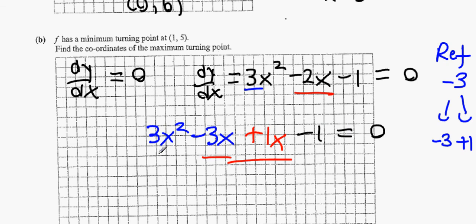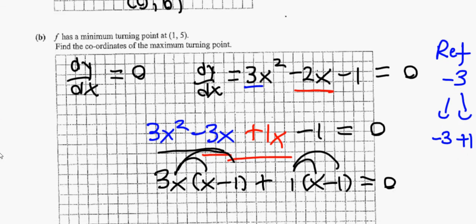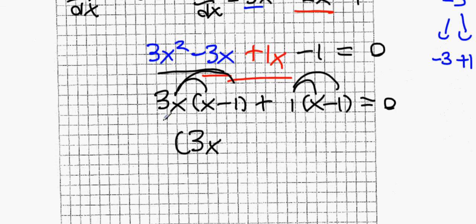Minus 1 equals 0. Factorize the first two, so what you get is 3x into x minus 1. Remember, both brackets have to be the same. What number comes outside here to multiply? What multiplies x to turn into 1x is the answer, 1. So 1 multiplies by x to give you 1x, and 1 multiplies by minus 1 to give you minus 1. Likewise, 3x multiplies by x to give you 3x squared, and 3x multiplies by minus 1 to give you minus 3x. Let's factorize this again. You get 3x plus 1 in one bracket, and x minus 1 in the other bracket.